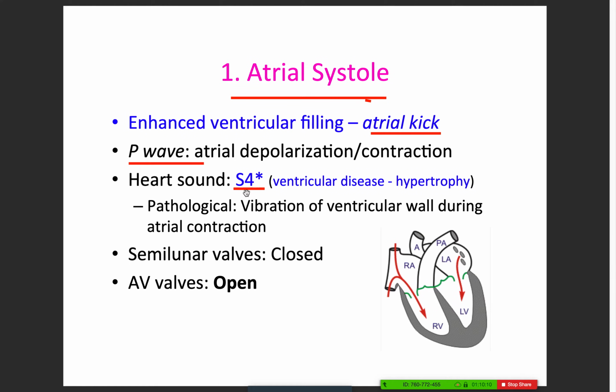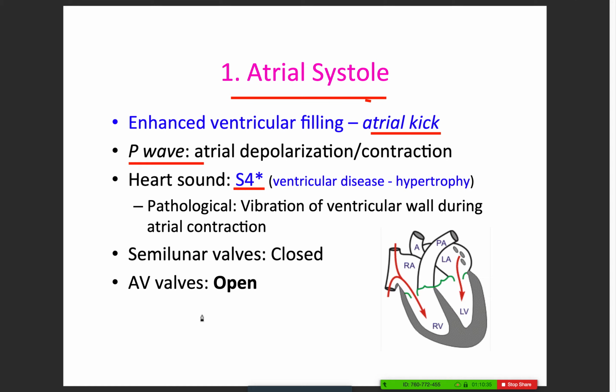Nothing fancy, nothing complicated about it, okay? This is just a patient who's had hypertension for a long time and has now developed stiff walls of their heart. We're going to talk about S3s too, and S3 is very different. It's going to be a different kind of patient. So this is how you're going to memorize this. S4 is a patient with hypertension. Okay, so pathological vibration of ventricular wall during atrial contraction. Great.